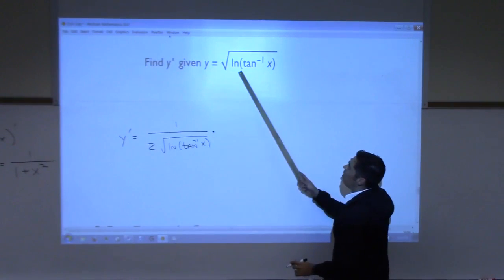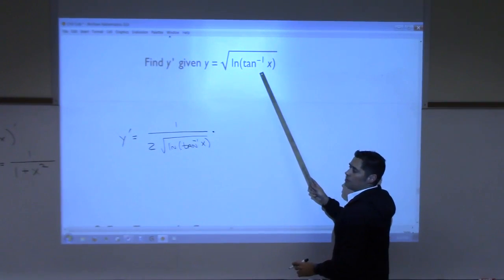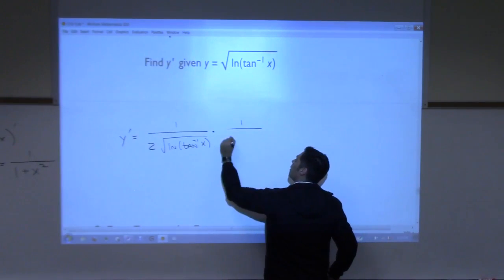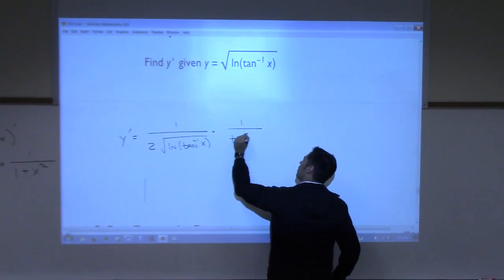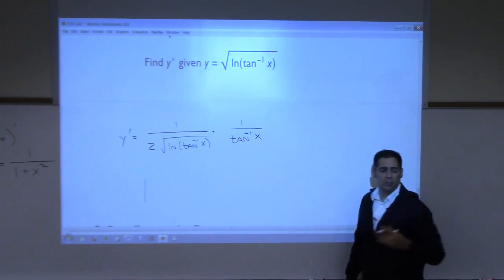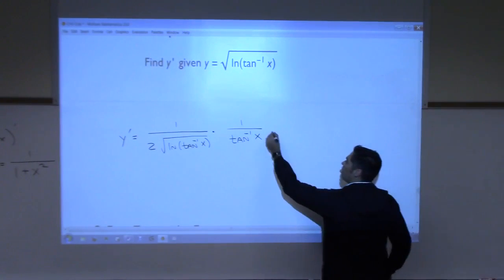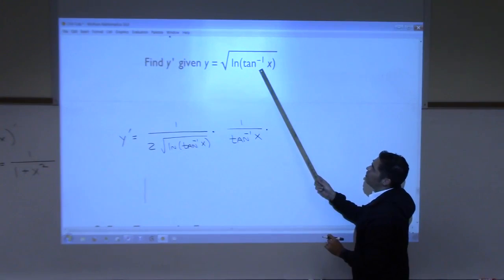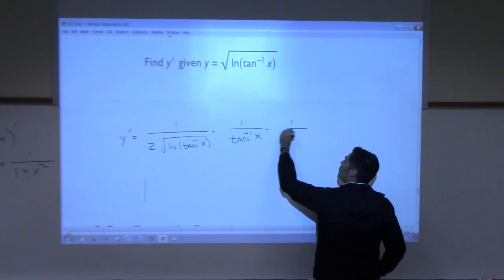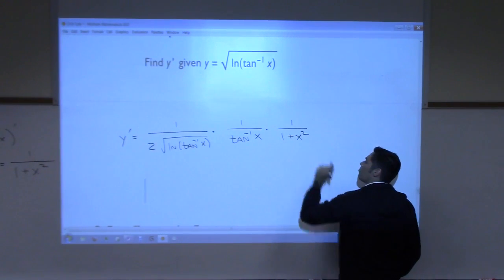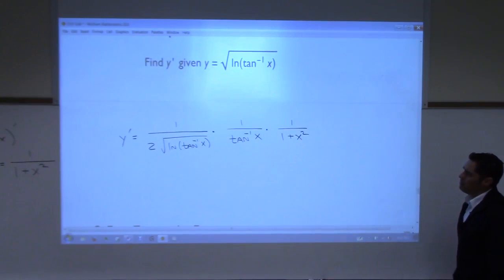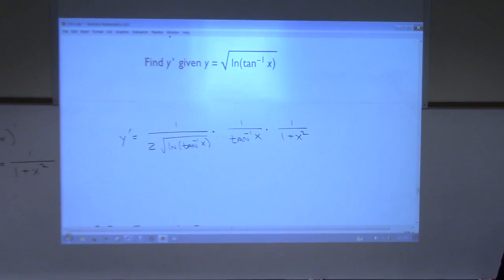The natural log of this, which is 1 over tangent inverse of x. So the derivative of natural log of something is 1 over that something. Whatever that something is, 1 over it. And then I continue. Now I go inside the natural log. The derivative of arctangent of x is 1 over 1 plus x squared. And I'm not thinking we can do much of anything to clean that up.